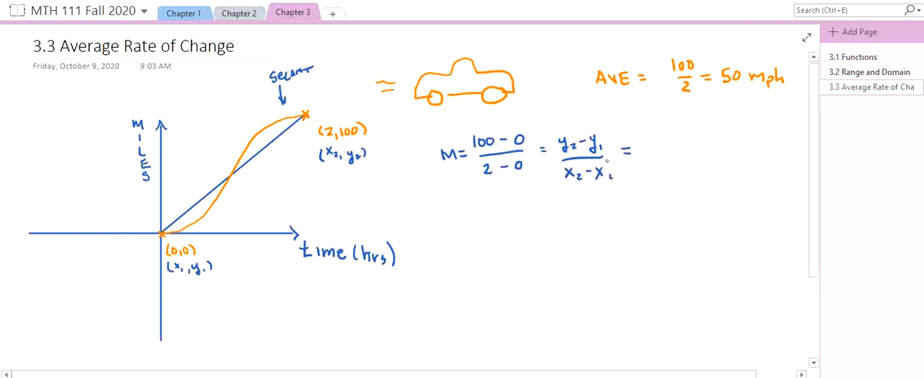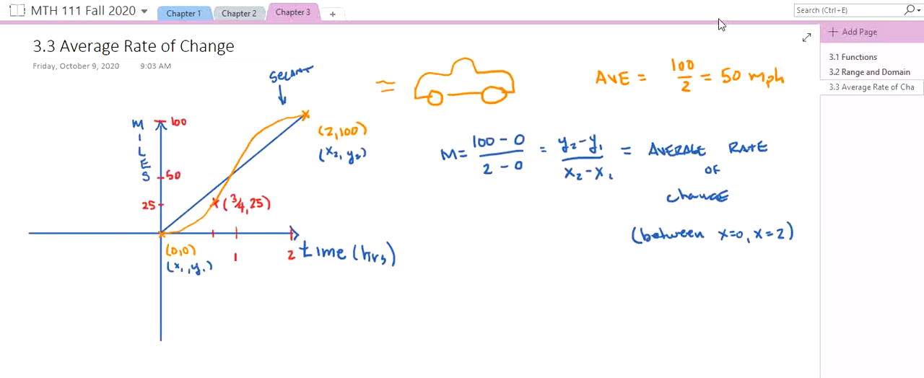Well, we call this, if the orange curve is a function, and of course it is a function, you can tell, you can do the vertical line test and it satisfies it. We call this the average rate of change. In particular, between the interval x equals 0 and x equals 2 for 2 hours.